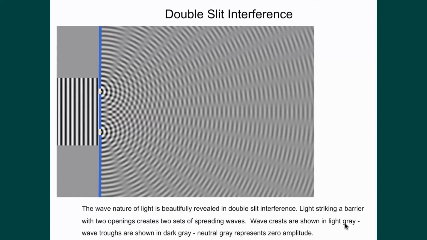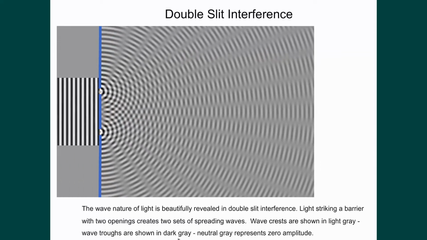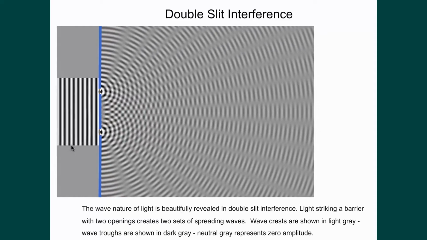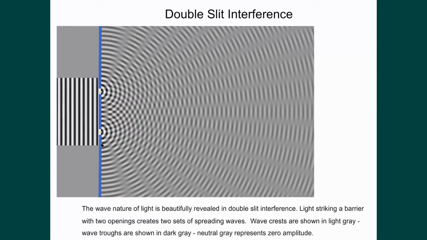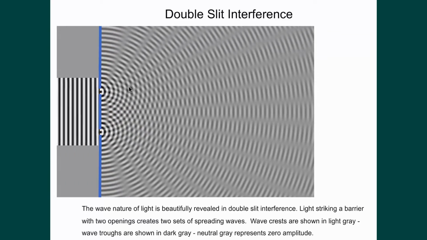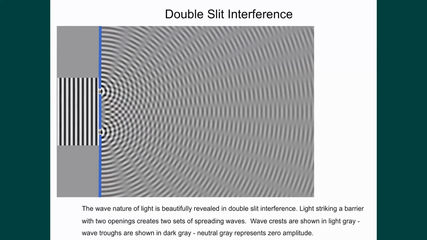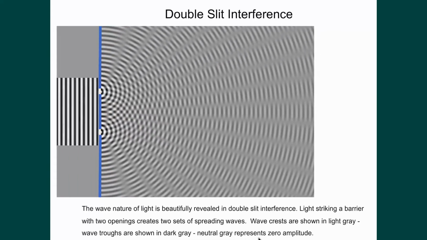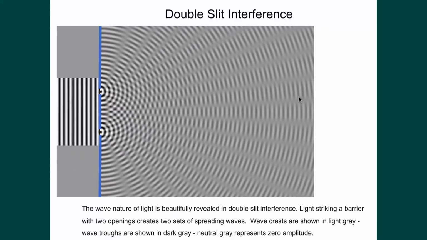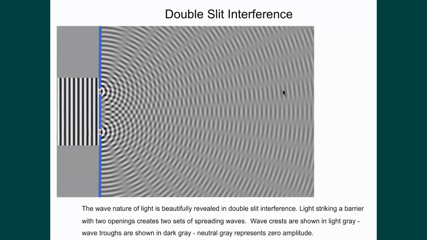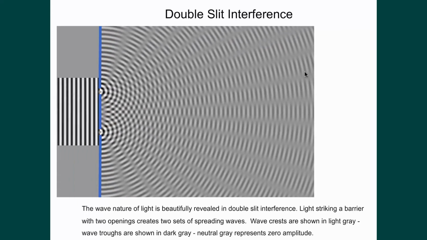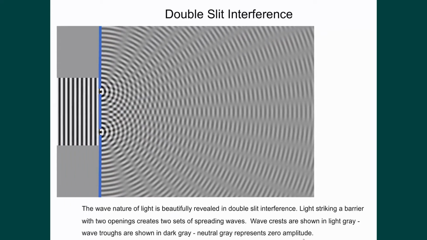The wave crests are shown in light gray, the wave troughs are shown in dark gray. So these brighter lines are considered to be the crests of the waves, and the dark lines are the troughs. As they come to the double slits, you can see there are these circular wave patterns that are moving outwards. It says down here that the neutral gray represents a zero amplitude. So if we come to the far end of this animation, you'll notice that there are the dark and light lines, which are quite clear, but then in between there are these grayish lines. That is the zero amplitude.